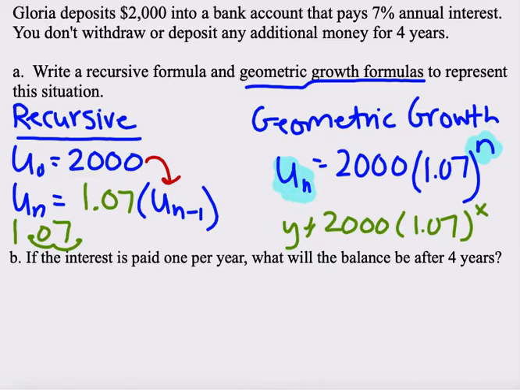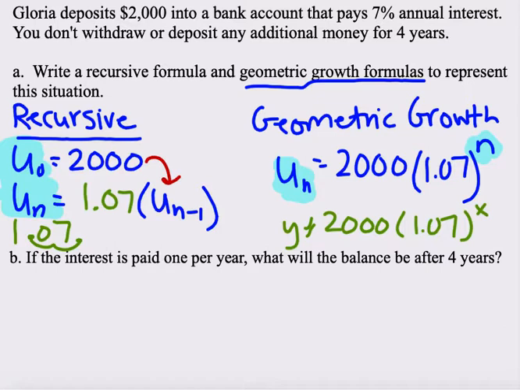Okay? So part A, write a recursive formula and geometric growth formula to represent the situation. Does our recursive formula have two parts? It sure does. I think we're pretty good for part A. Then it says, if interest is paid once per year, what will the balance be after 4 years?